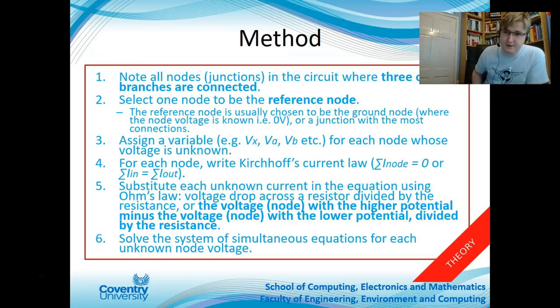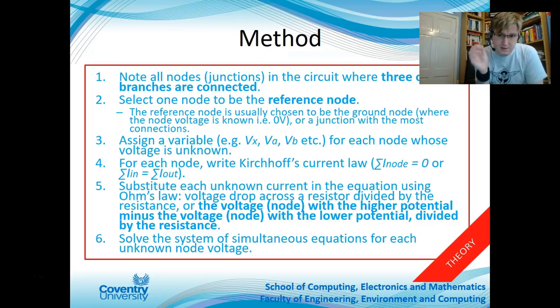So this is like the equivalent of the 5 steps of mesh analysis that we did in topic number 3. Here we want to note all the nodes and junctions in a circuit with 3 or more branches connected. One with 2 components, the current just stays the same and goes through. Select one node to be the reference node.